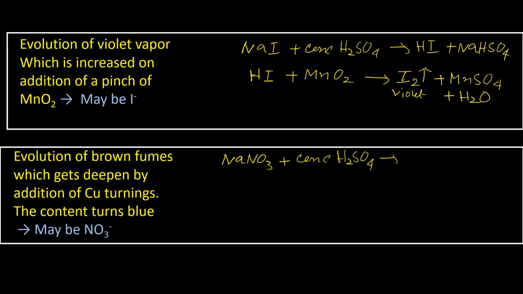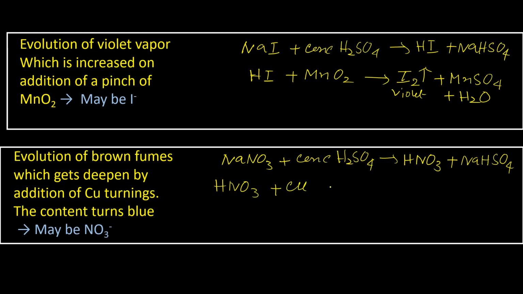Then what happened? Sodium nitrate, concentrated sulfuric acid. As usual, here you will get the nitric acid, that is HNO3 plus your sodium bisulfate, NaHSO4. Now, how does this nitric acid react with copper turnings? Nitric acid plus copper.